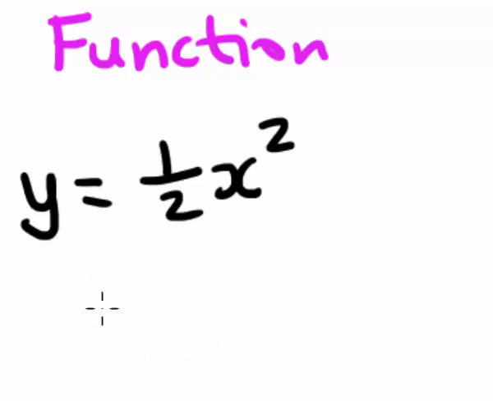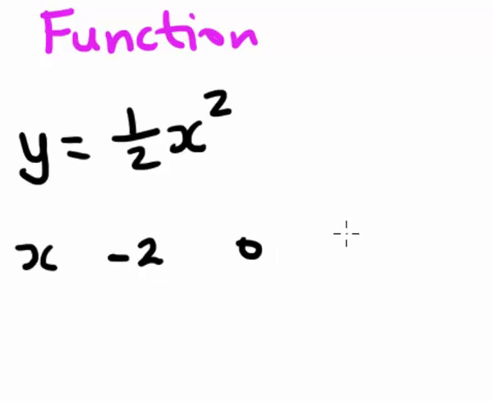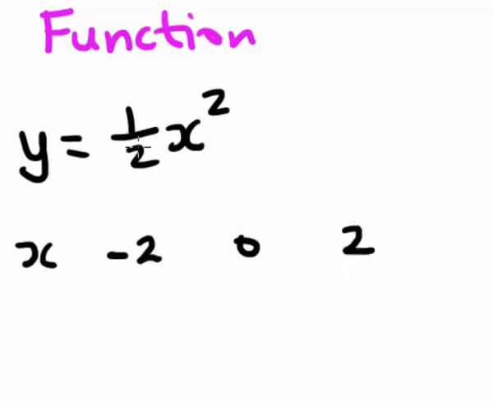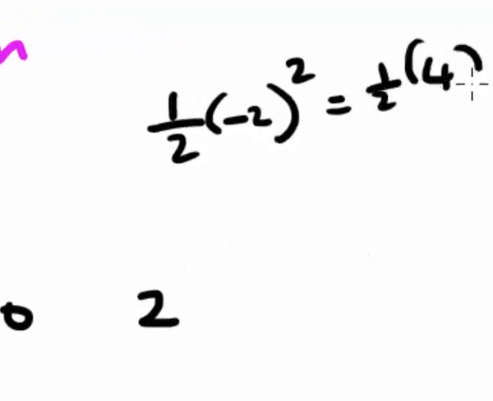I'm going to pick some x values and then illustrate what we mean by a function. Okay, so suppose I choose x as, let's say, -2, 0 and 2. I've chosen those at random, and I'll show you now why. If x is -2, what would be a half of -2 all squared? Well, that is a half of 4, which is 2.